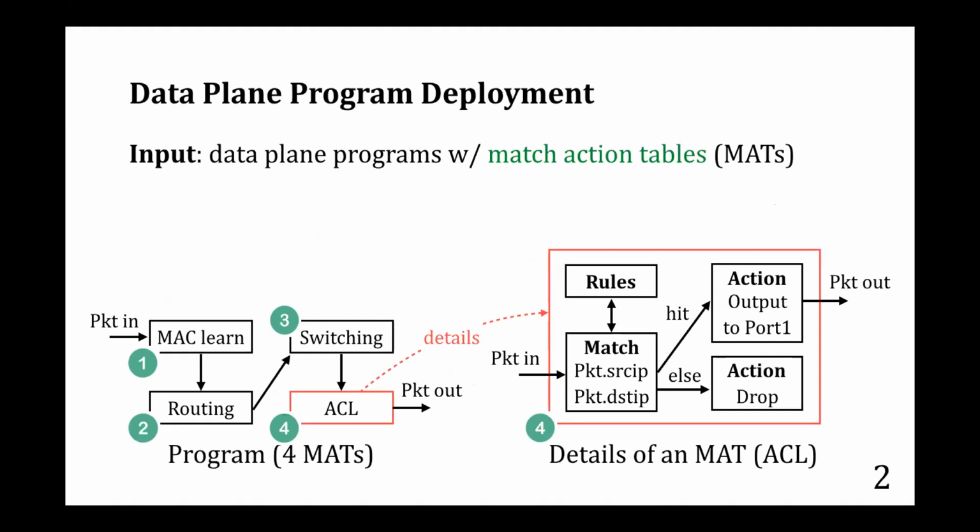ACL has 2 phases, a match phase and an action phase. The match phase takes packets as input and matches the IP addresses of packets with respect to application rules. If a packet hits one of the rules, ACL executes the action that forwards the packet to port 1. Otherwise, ACL drops the packet.